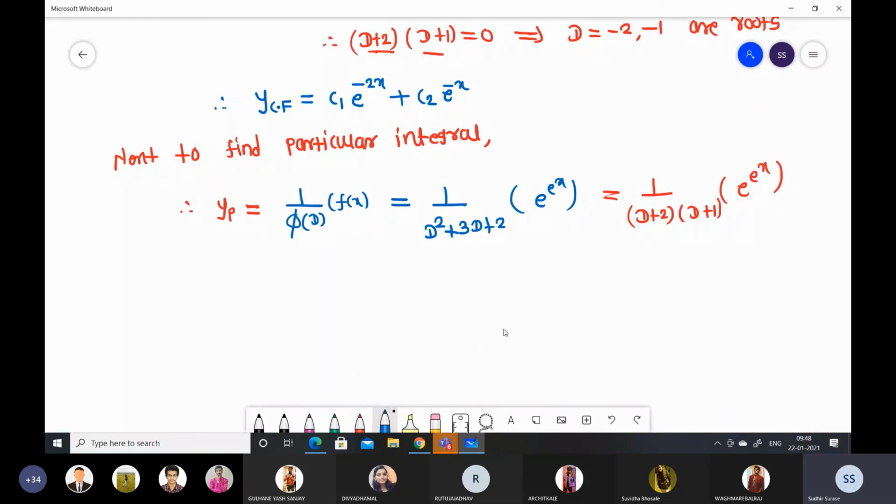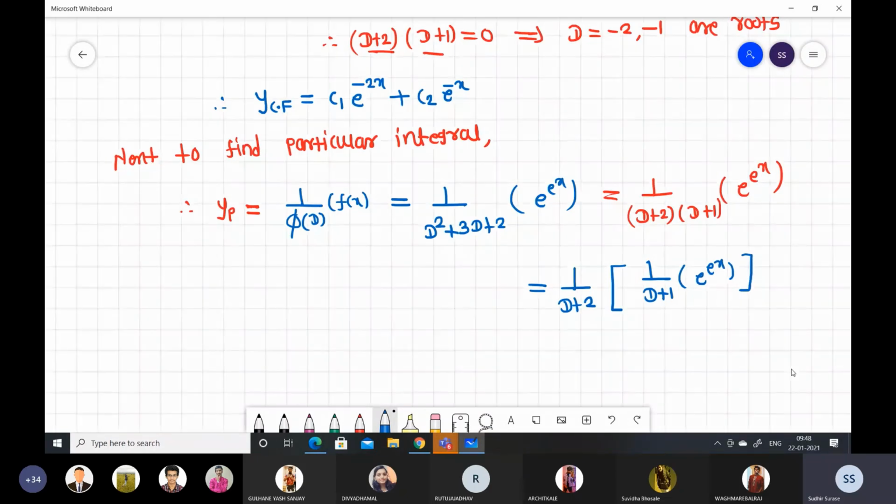Now, as I told you earlier, whenever you have a higher order differential equation, you will get more than 2 factors, or at least 2 factors. Then in that case, how to write the solution, how to find the particular integral. So the second formula that we discussed earlier, successive operation we have to do here. So I will keep 1 upon d plus 2 outside, and first I will operate 1 upon d plus 1, using the formula that we discussed earlier, on this function. So let me recall that formula that I'm going to use.